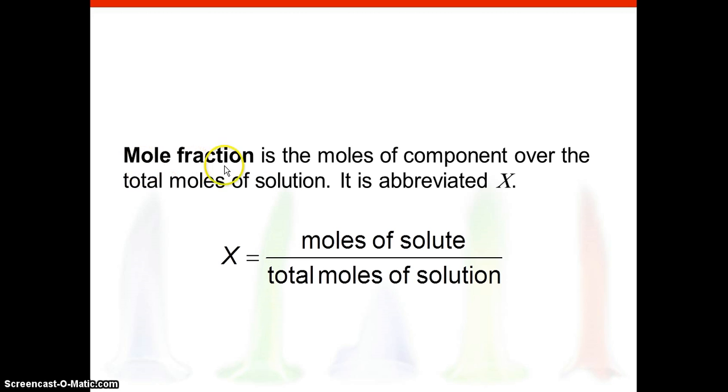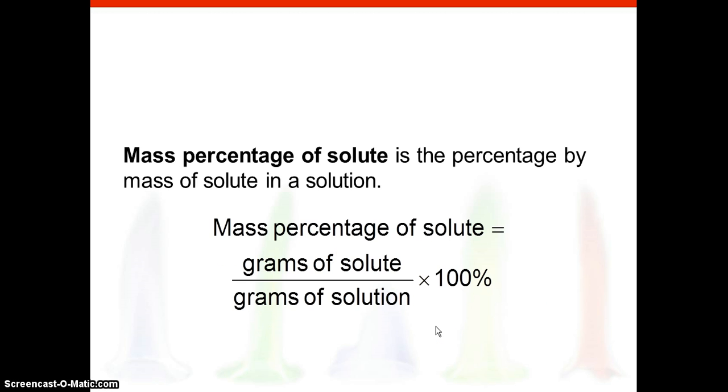Now, mole fraction. Mole fraction is the moles of component over the total moles of the solution. It is abbreviated capital X. Moles of solute divided by total moles of solution. And fourth one is mass percent of solute. It is a percentage by mass of solute in a solution. We can write the formula: mass percent of solute equals grams of solute divided by grams of solution times 100%.